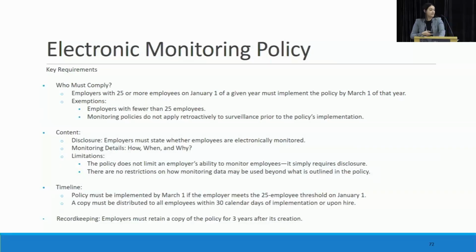Next ESA policy is the electronic monitoring policy. So this was introduced in 2022. And pretty much it is what it says. It requires you not to necessarily stop monitoring your employees. It's just about making it transparent about how you're monitoring them, when you're monitoring them, and why.